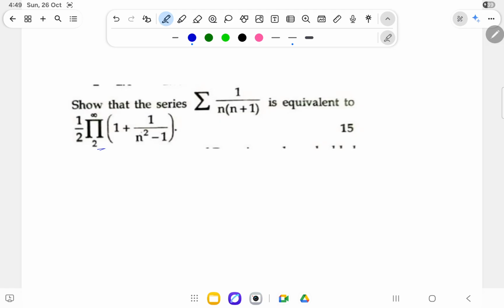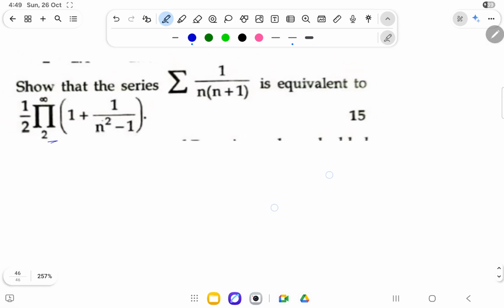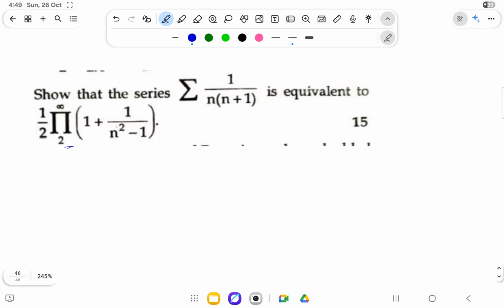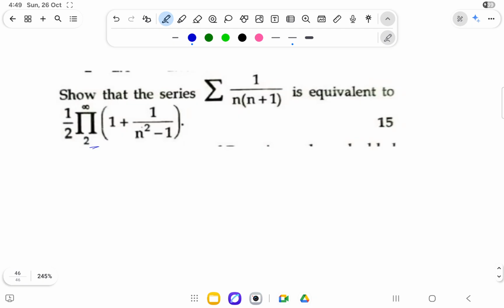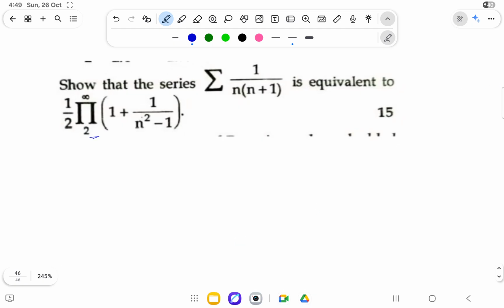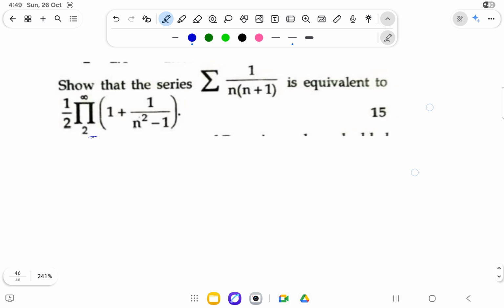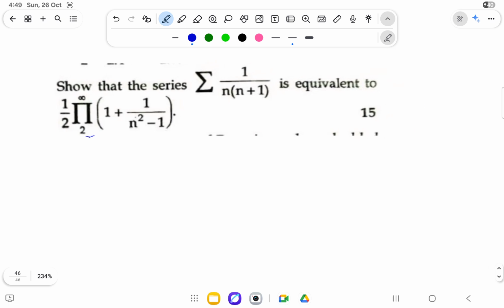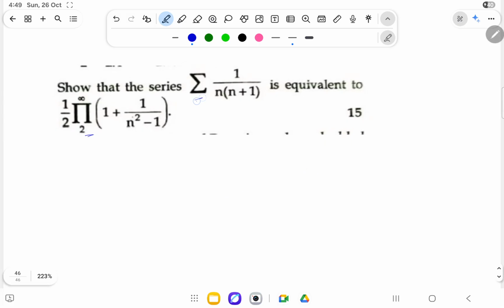So we are supposed to show, they have given us two series and we are supposed to show that they are equivalent. There can be many ways to show this. One way is to show that the sum of both the series is the same, so we'll resort to that method only. We'll show that both the series converge to the same number, and from there we can conclude that both the series are equivalent. So first let's see this series.